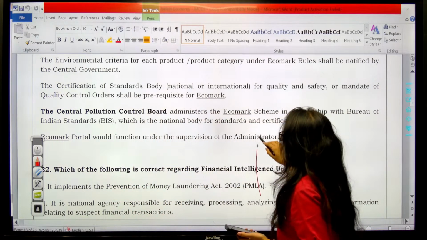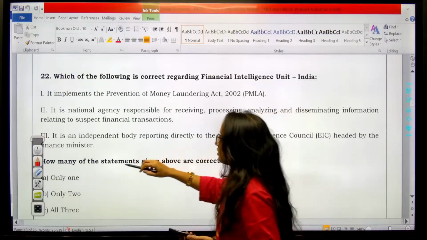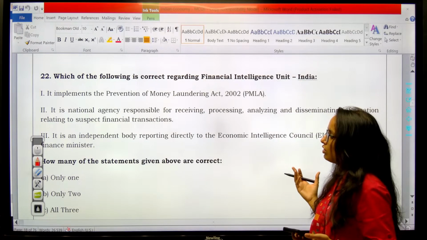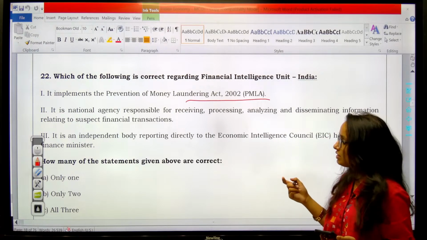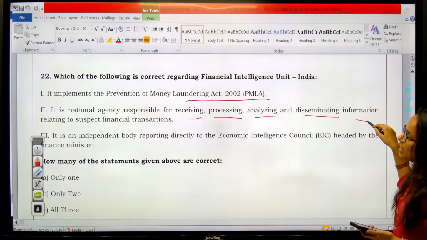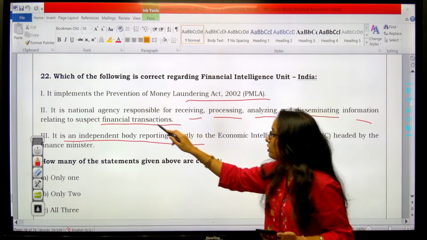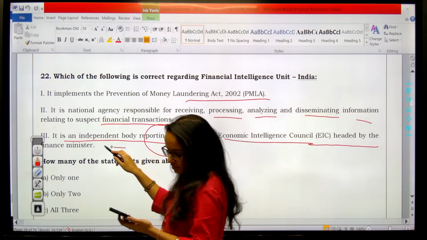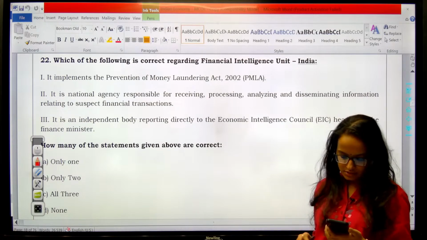Now, which of the following is correct regarding Financial Intelligence Unit? Again, important question. Financial Intelligence Unit. Very important organization, FIU. It implements the Prevention of Money Laundering Act 2002, PMLA. It is a national agency responsible for receiving, processing, analyzing and disseminating information relating to suspect financial transactions. It is an independent body reporting directly to the Economic Intelligence Council headed by Finance Minister. Tell me what is the right answer here? Given these statements, what is the right answer?